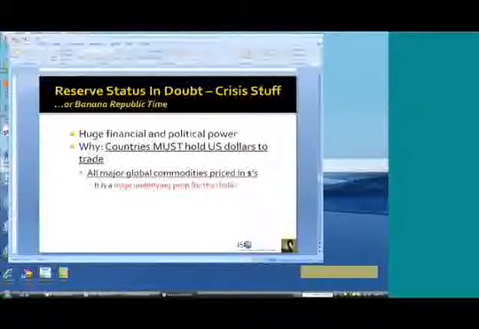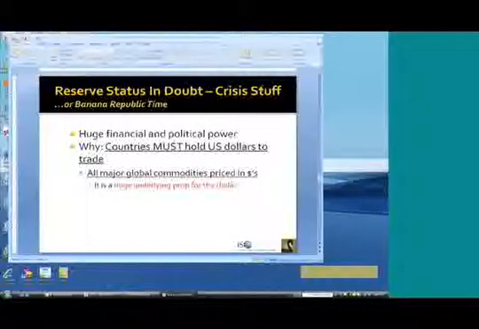So just given the fact that other countries have to hold dollars, no matter how irresponsible the U.S. government has been, and they have been incredibly irresponsible, especially having this reserve status, they've used it and abused it in a big way. It really gives the U.S.